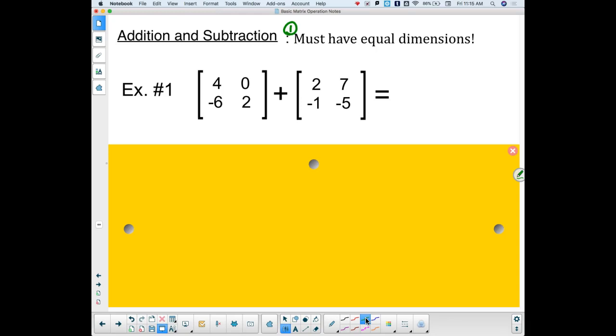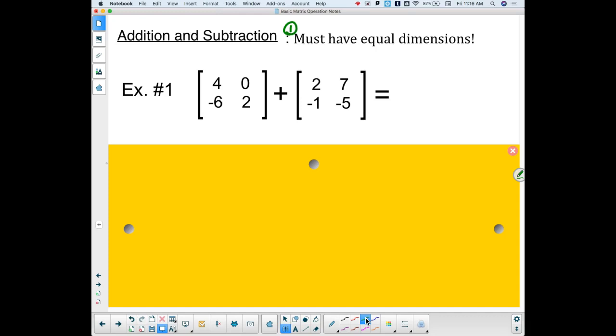Get it? Okay. So, they have to be the same dimensions. Your first check is row by column, row by column, row by column, with however many matrices that you're adding or subtracting together.